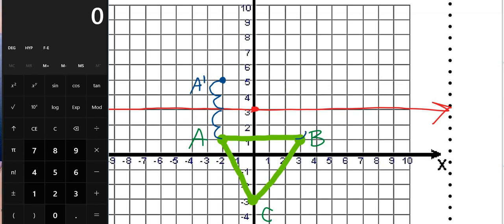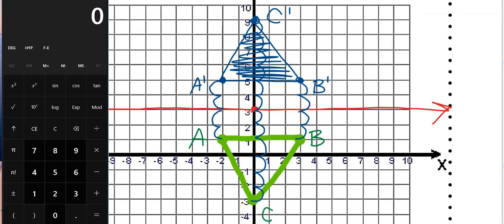Next, do the same thing with B. 1, 2. So 1, 2 again. B prime. And then lastly, C. 1, 2, 3, 4, 5, 6 boxes. So again, you're going to do 6. Okay, so here we go. We ended up with C prime at the top. I'm going to connect my 3 points so I can see my first image. Okay, so this is my first image, my single prime.